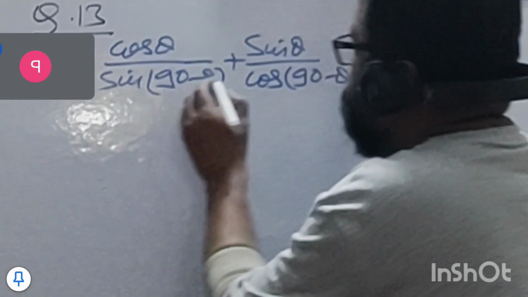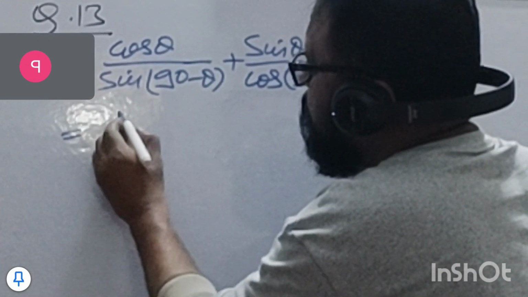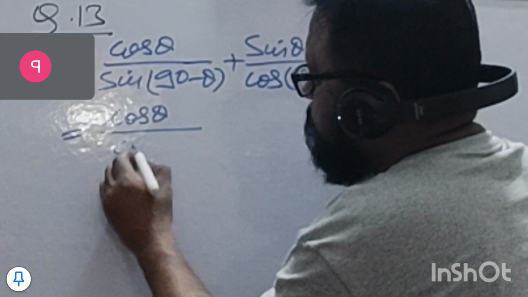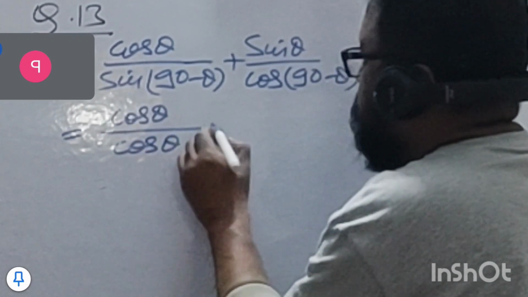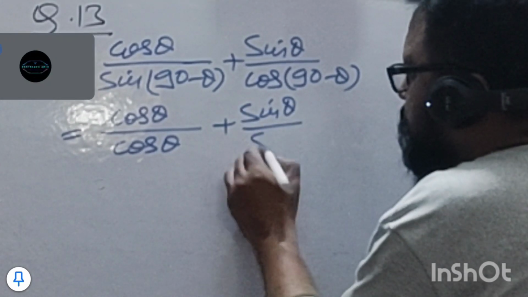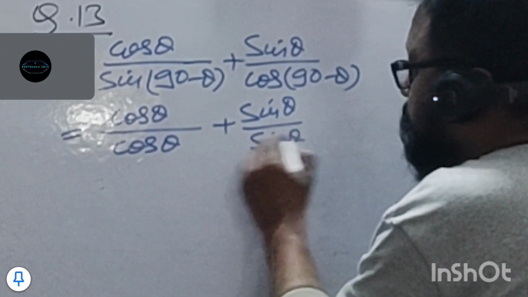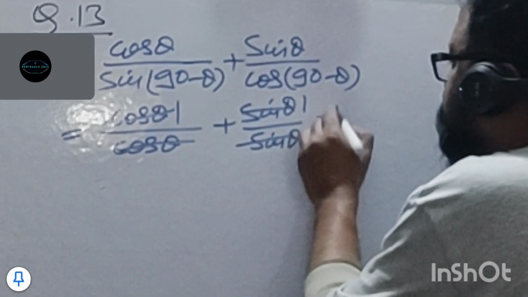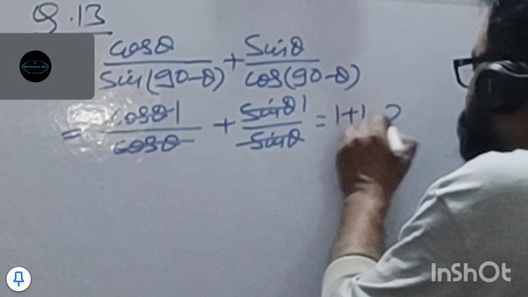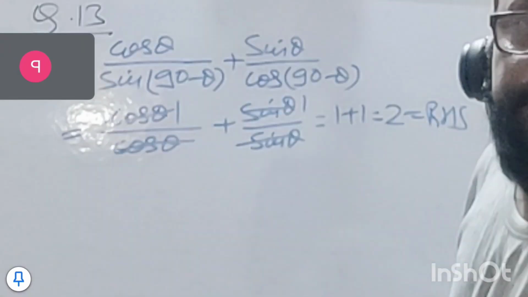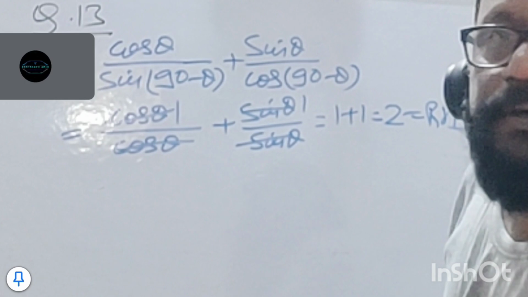So now we will write cos theta upon sine 90 minus theta becomes cos theta upon cos theta, plus sine theta, and cos 90 minus theta becomes sine theta. So cos theta cancels, we get 1, and sine theta cancels, we get 1. So 1 plus 1 we get 2. So RHS is 2. This was part 1 of question number 13.